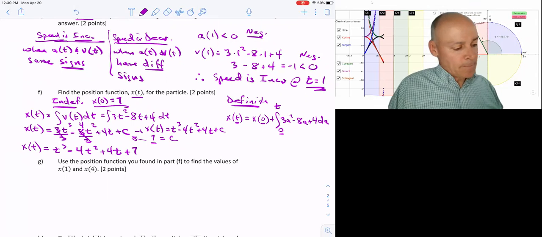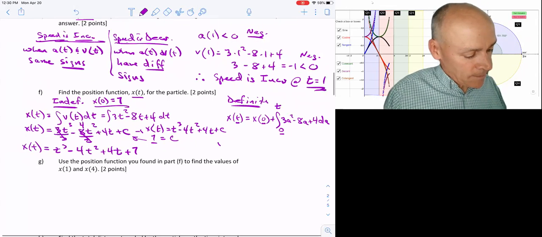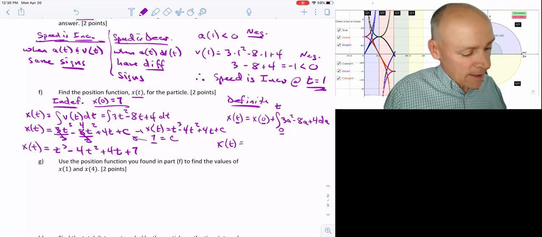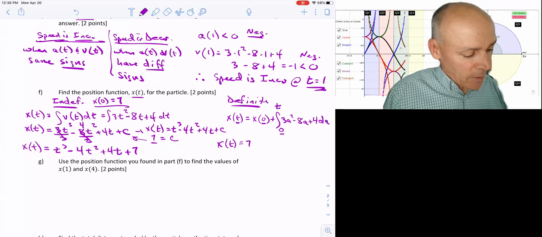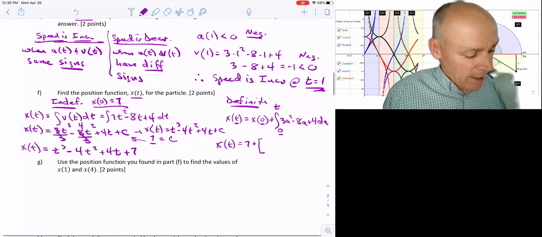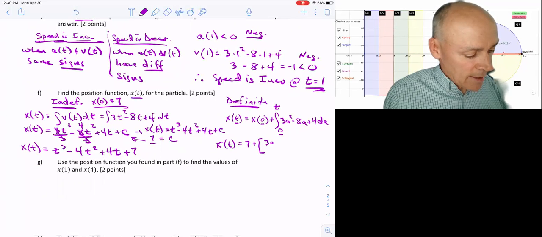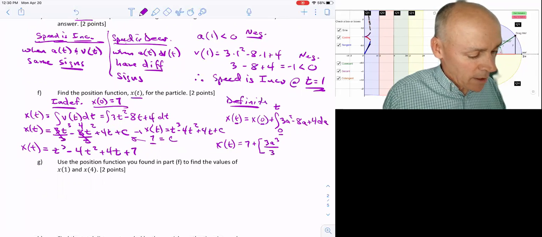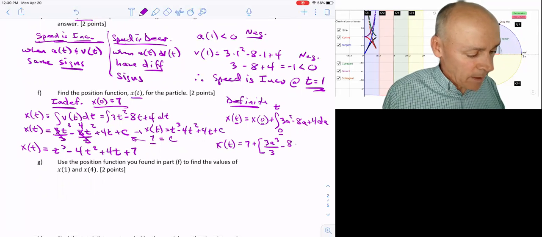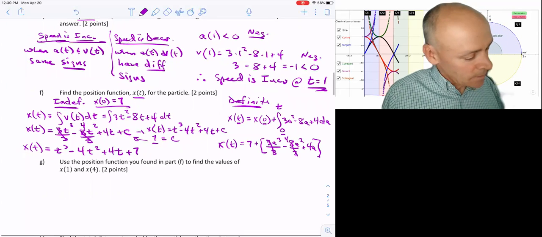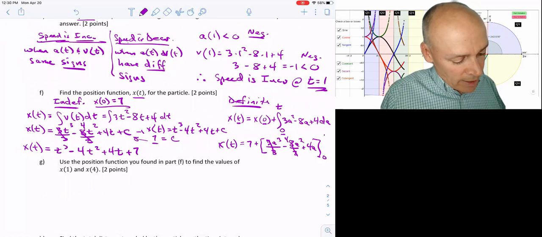Okay. And then x of t is equal to x at 0, which is given as 7, plus, to evaluate this, the antiderivative is going to be 3a to the third over 3 minus 8a squared over 2 plus 4a, and then my bounds, 0 and t.